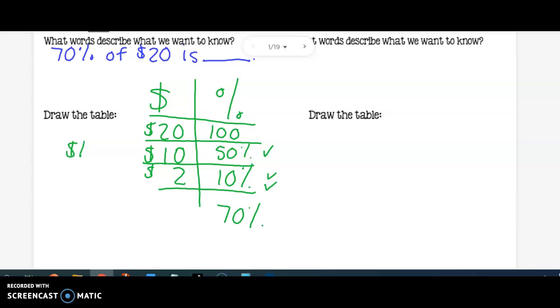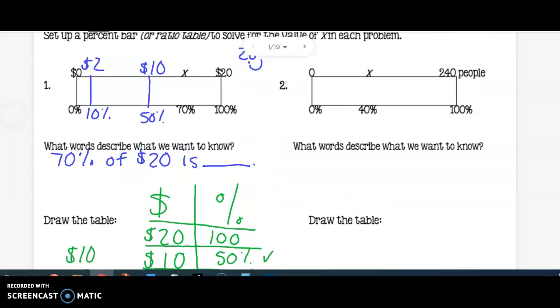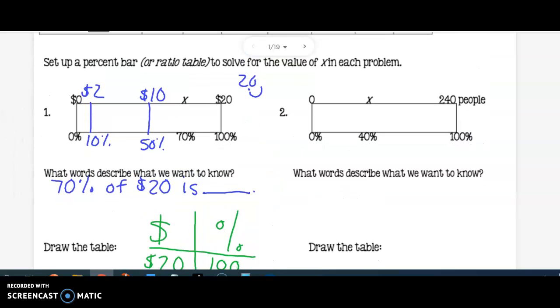I've got $10 for 50%, and then $2 more for 10%. That gets me to 60, and another $2 would get me to 70%. 10, 12, 14, $14. $14 is the same as 70%. So we're going to go back up here. And for my X, we found that that was $14, our missing value. So I could go back to the statement, 70% of $20 is $14. Okay.